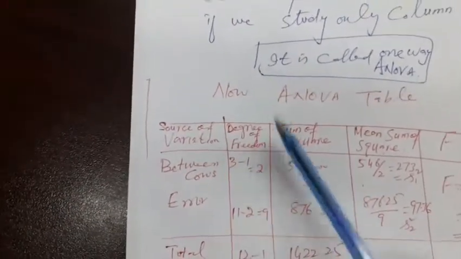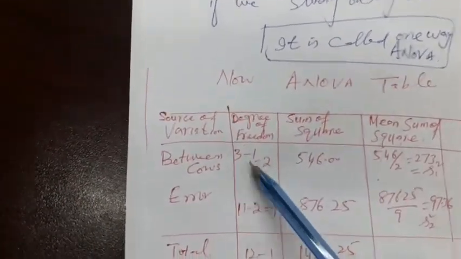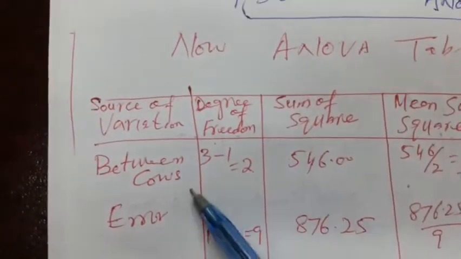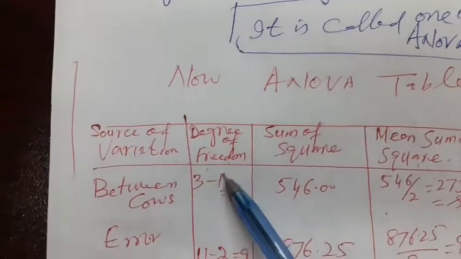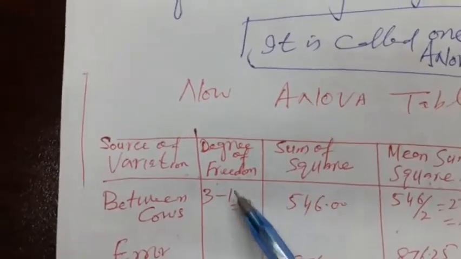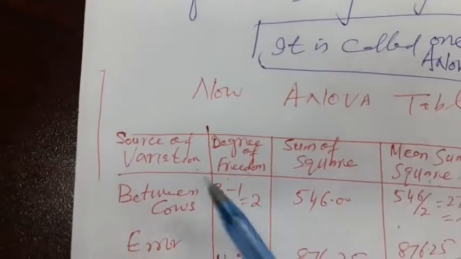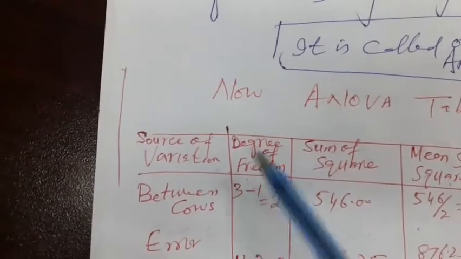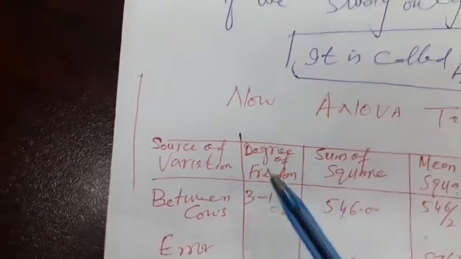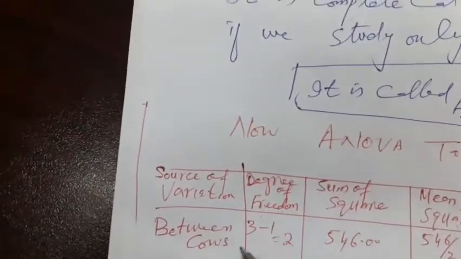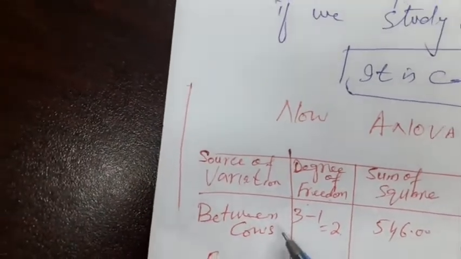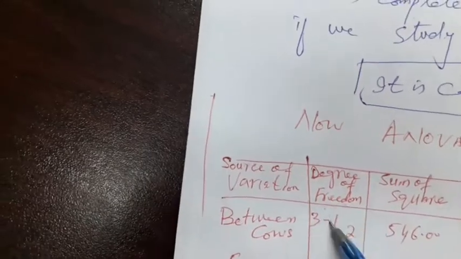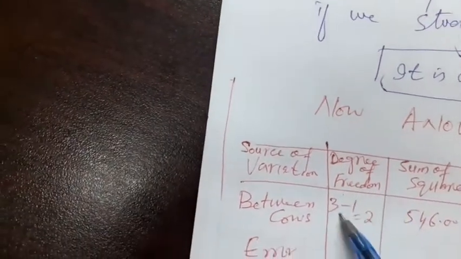What is the degree of freedom? Degree of freedom is the number of observations. As there are 3 columns, 3 observations, minus 1, minus the number of parameters to be studied, is called degree of freedom. Again I repeat this: degree of freedom is the difference between the number of observations we study minus the number of parameters we study.